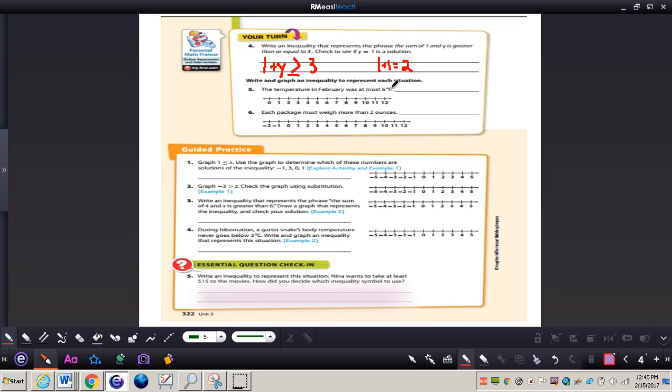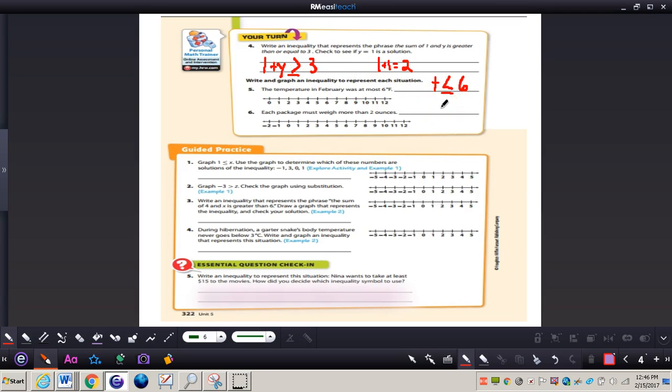So let's take a look at numbers 5 and 6 together. It says write and graph an inequality to represent each situation. The temperature in February was at most 6 degrees Fahrenheit. So you can take a look at those word phrases on page 319, and we see at most means less than or equal to. All right, so we have t is less than or equal to 6. So that would be our inequality.